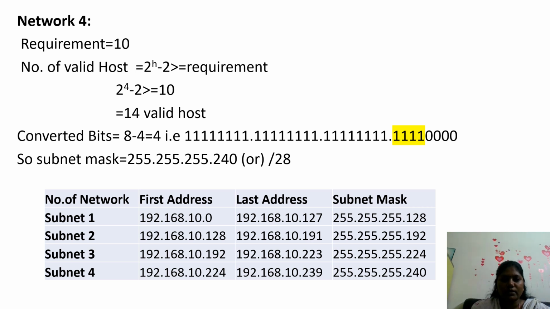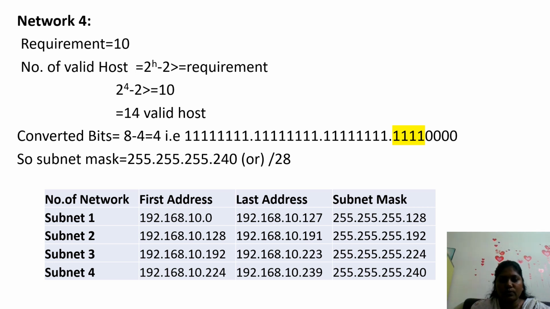Now let me take the converted bits. Converted bits is equal to 8 minus 4, which is 4. 8 minus the value of h is equal to 4. Now I'm going to borrow 4 bits from the host portion. So the subnet mask is going to be 255.255.255.240 or /28. Now we need to calculate the first address and the last address of each and every subnet.